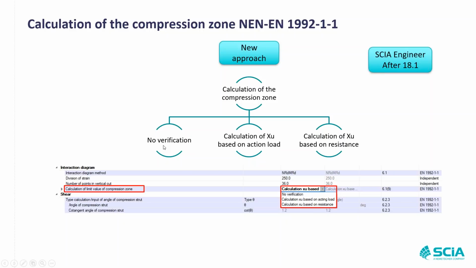If you don't like to do the check of the compression zone, then you can select no verification, and in that case, SCIA will skip everything for you regarding the compression calculation. Or you can do the calculation of xu based on the action load, which is as it was before, and the new one is based on the MRd, based on the resistance. So this option gives you a more conservative result, and this one should give you a more realistic result. So it's up to you to decide which method you would like to follow. And by default, this one will be the valid one when you start a new project.